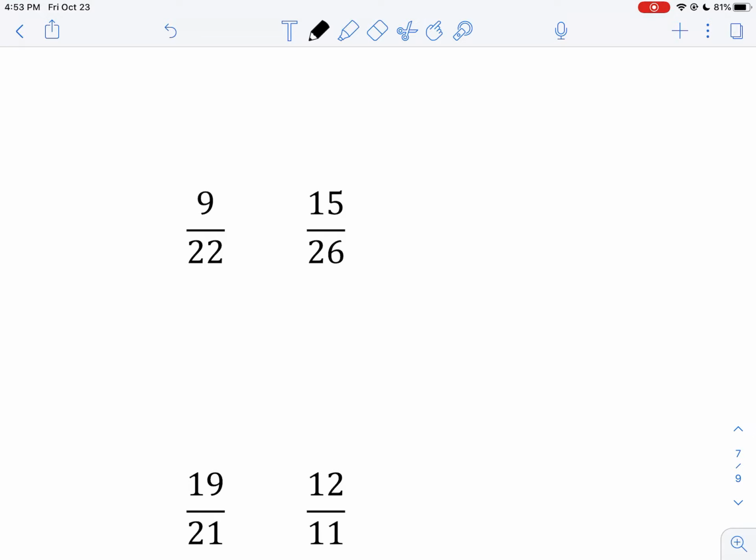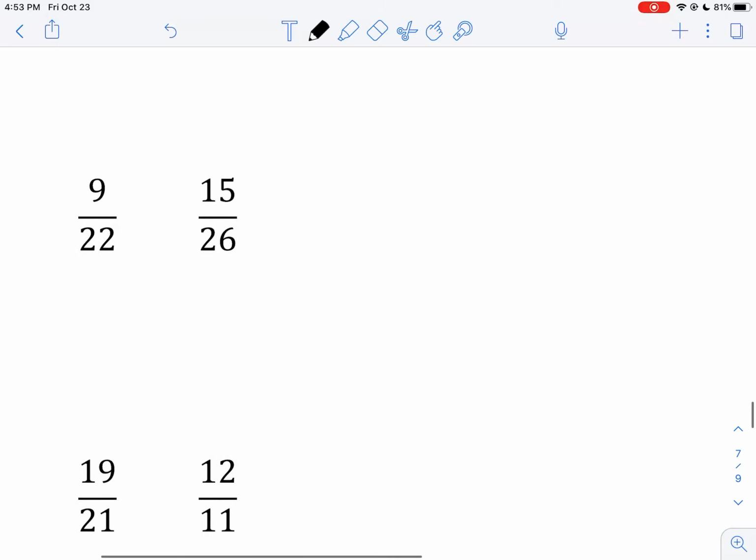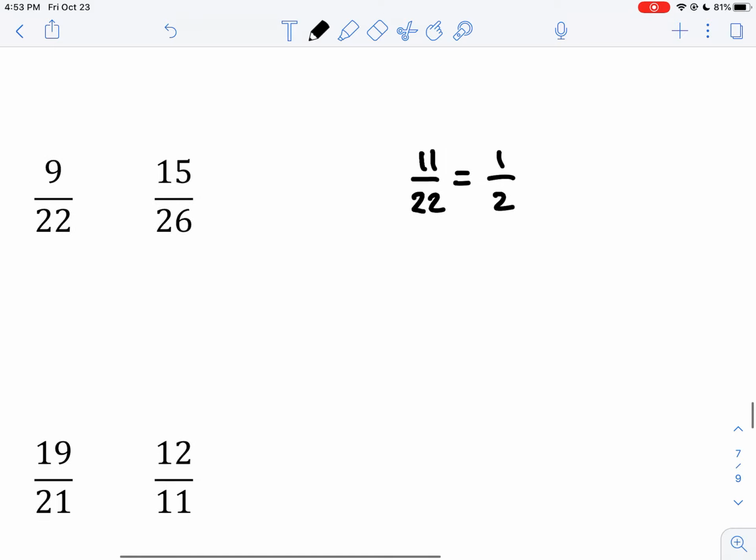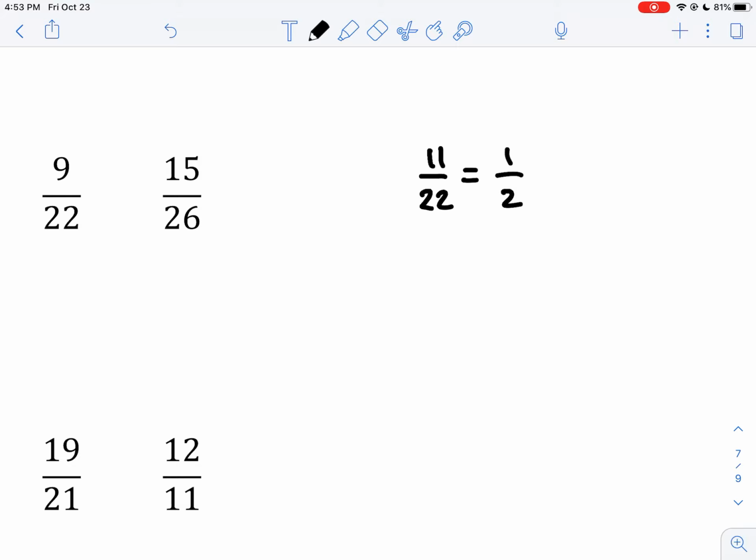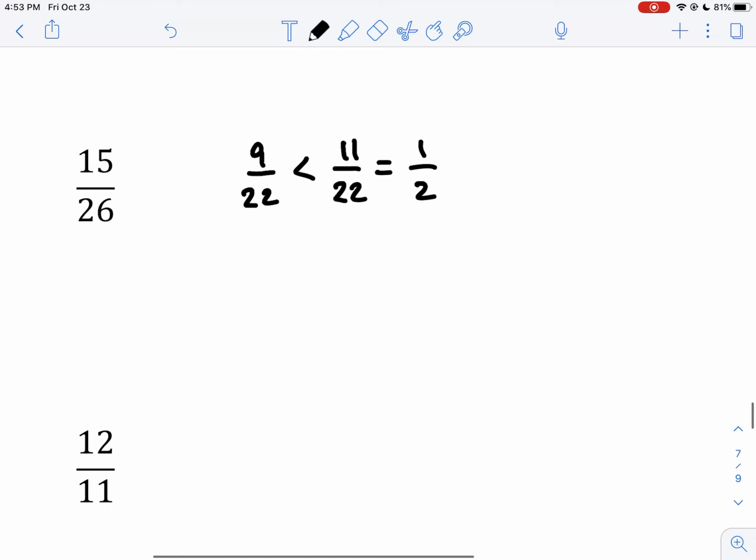9/22nds and 15/26ths. Sometimes you can use what are called benchmarks. For example, we know that 11/22nds, if I were to divide top and bottom by 11, is the same as a half. So we know that 9/22nds is less than a half, because 9/22nds is less than 11/22nds, because they have the same denominator.